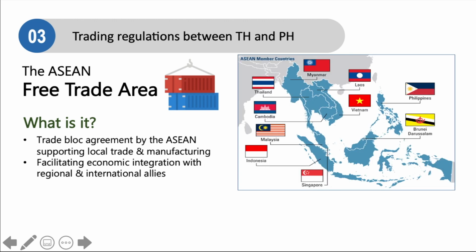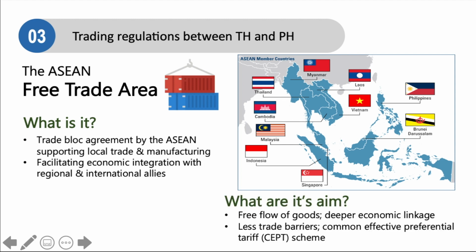So these are the member countries of the ASEAN. We have Myanmar, Thailand, Cambodia, Malaysia, Indonesia, Singapore, Laos, Vietnam, Philippines, and Brunei. So the goal of this free trade area is to have free flow of goods and to have deeper economic linkage because there is elimination of tariff and non-tariff barriers among ASEAN members. Another is that quantitative restrictions are being lifted.